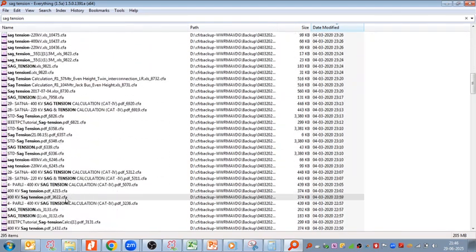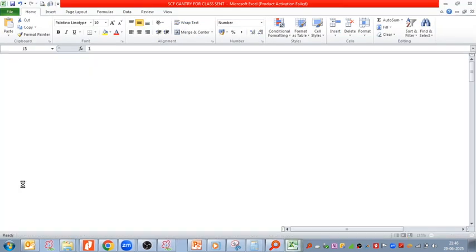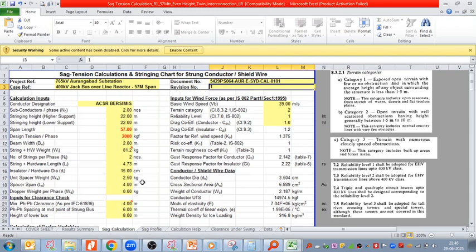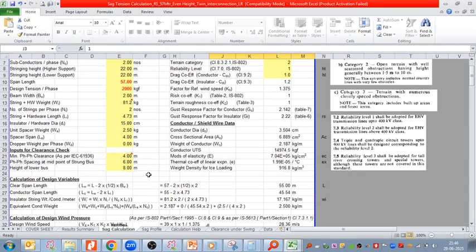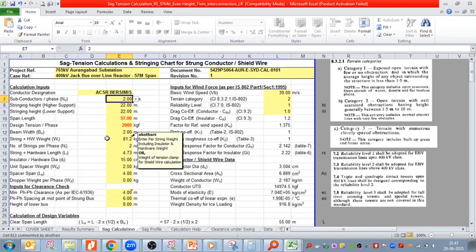I will take any sag and tension calculation again if I have one. Anyway, this will be discussed in the transmission line model. Okay, this is one sag and tension calculation. So this is my input for the calculation. The conductor I'm taking is Bersimis, with subconductor numbers and spacing. Here I'm putting subconductors per phase.